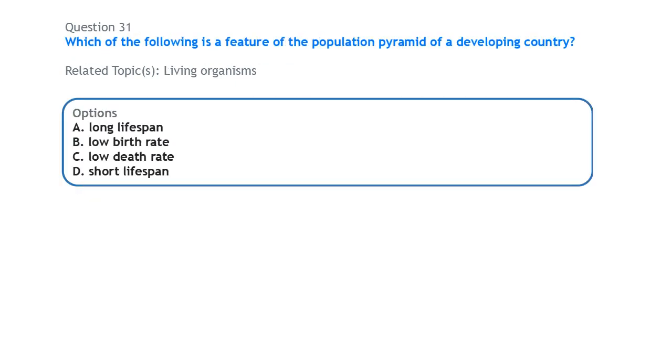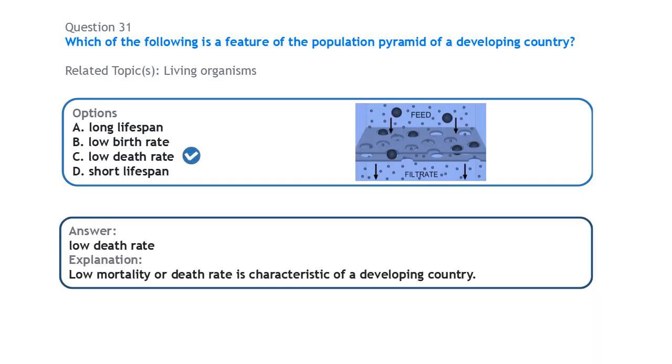Next, on living organism, which of the following is a feature of the population pyramid of a developing country? So in a developing country, you are going to have low mortality or low death rate. There will be low death rate. There will be high birth rate. But low death rate basically is a characteristic of a developing country.